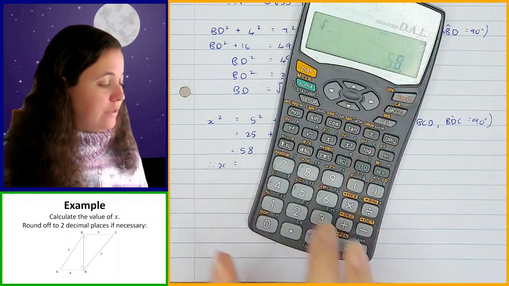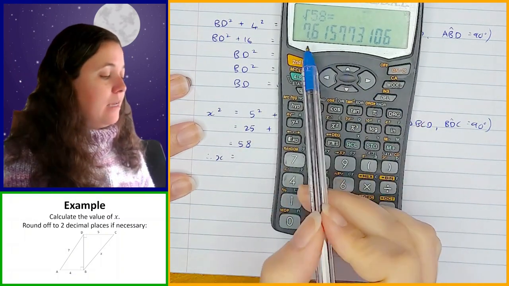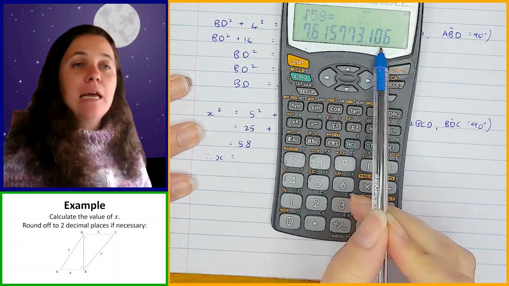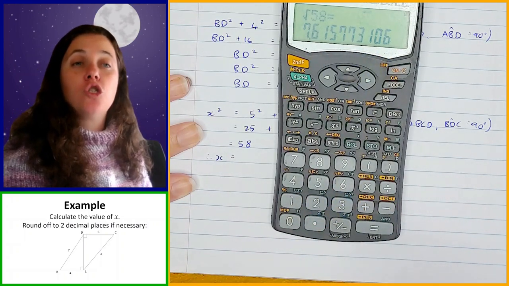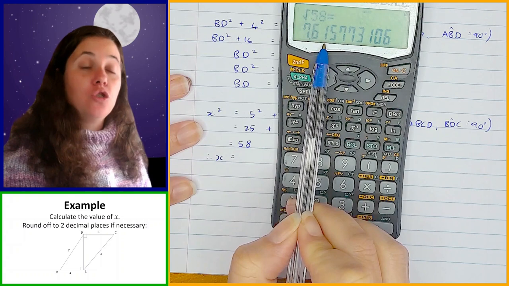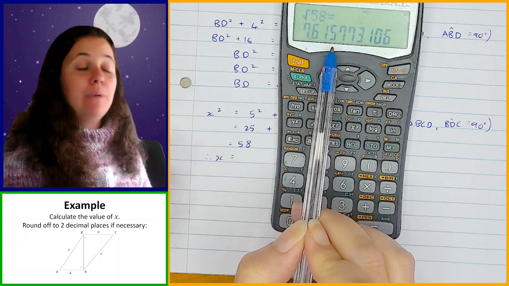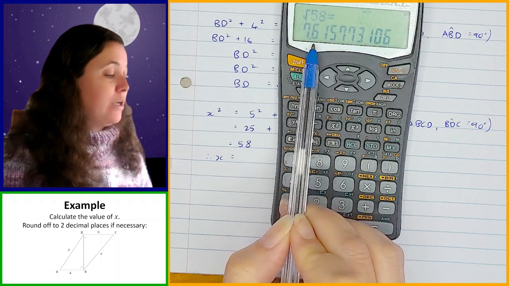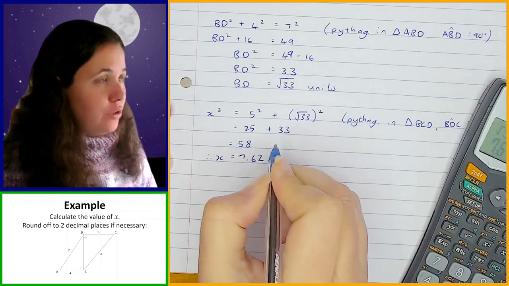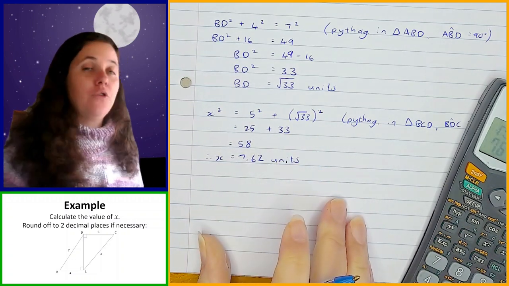So the square root of 58 equals, and over here you get, let's just put that so you can see it, 7.615773106. Okay, so now that obviously needs to be rounded off, and our instruction was to round off to two decimal places. So I look at the second decimal place, and then I need to see what to do to that by looking at the next digit, which is a 5. It's in the 5 or more bracket, that means I need to round this up. So it's going to be 7.62. So x is 7.62, and again, I don't know the unit of measurement, so I'm just going to say units. So that's what we should get for that question.